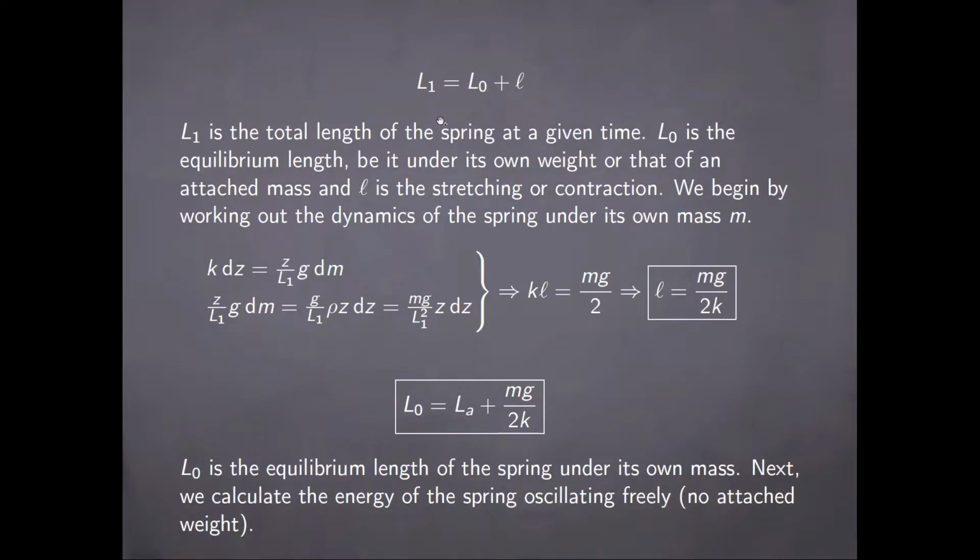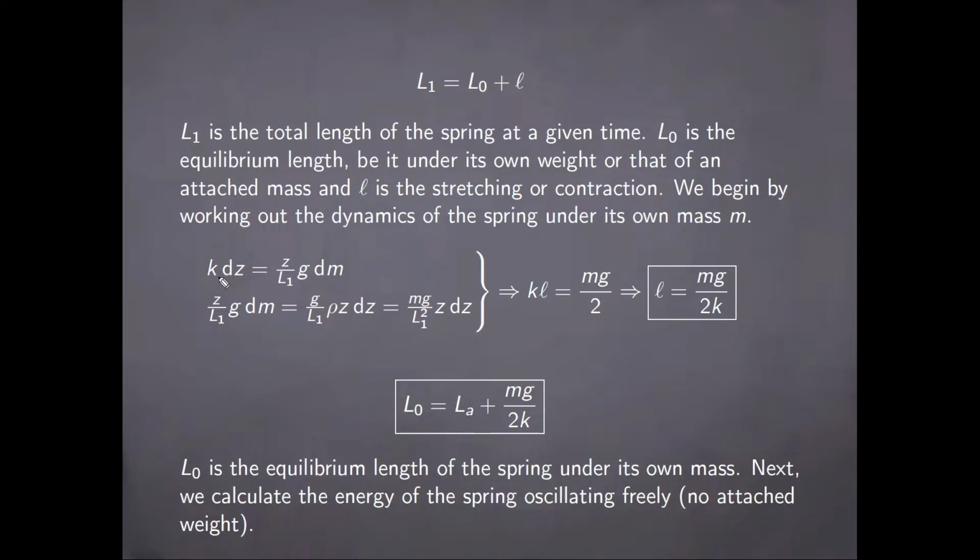Alright, so I will denote by L1 the quantity being equal to L0 plus L, where L1 is the total length of the spring at a given time. L0 will be the equilibrium length, be it under its own weight or that of an attached mass, and L is the stretching or contraction of the spring. We begin by working out the dynamics of the spring under its own mass m.